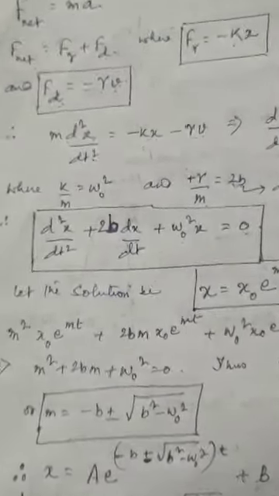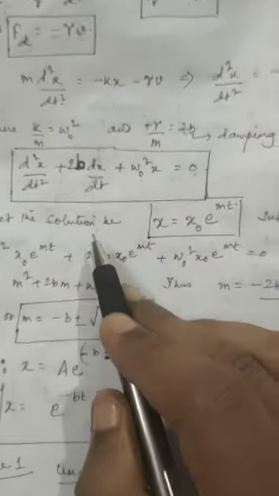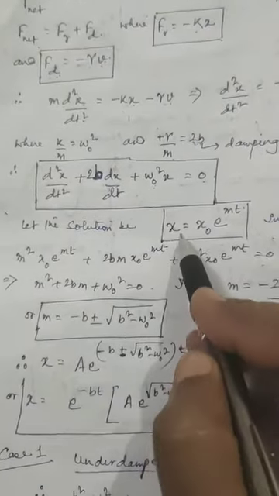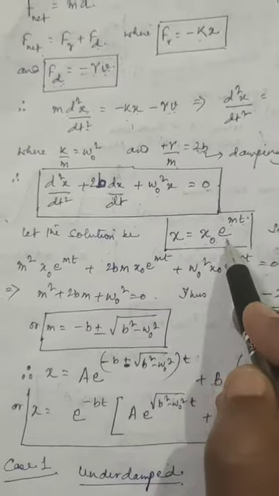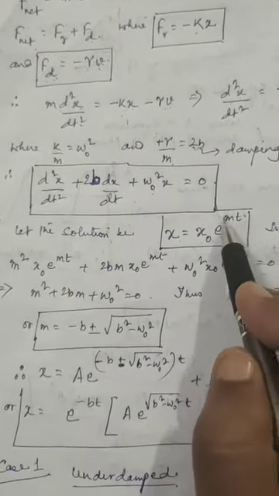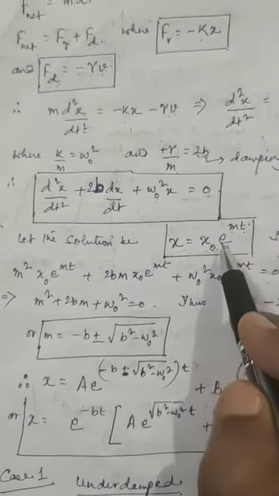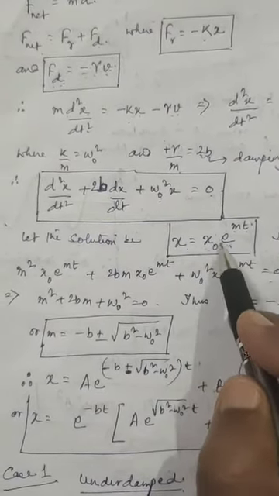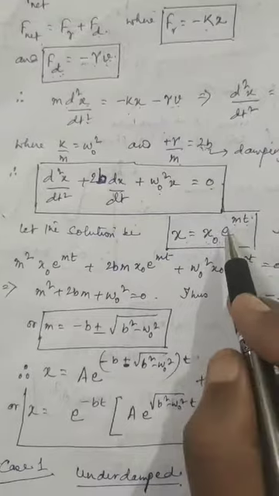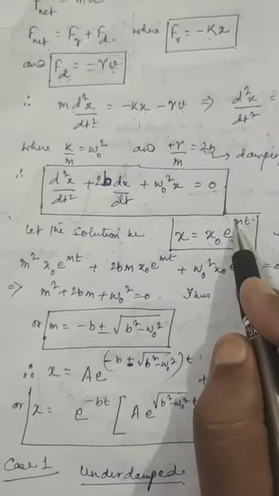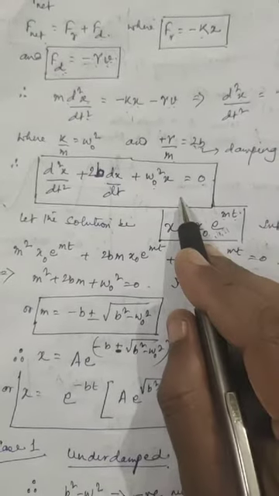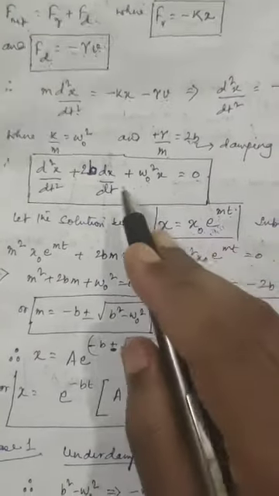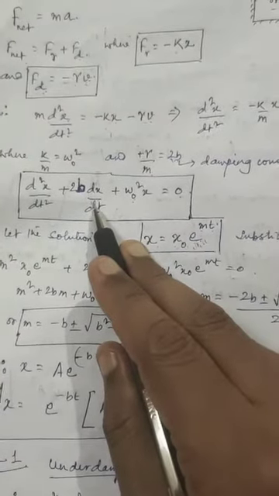So let us say the solution to this second order differential equation, let the solution be x is equals to x naught e to the power of mt. Let us say the solution is this. We still do not know m. x naught, definitely you can see, will represent the amplitude, but what is m? Let us find out what is m. If I take this as the solution, then this solution must satisfy this differential equation. So let us put this solution into this differential equation and see what the m values are.